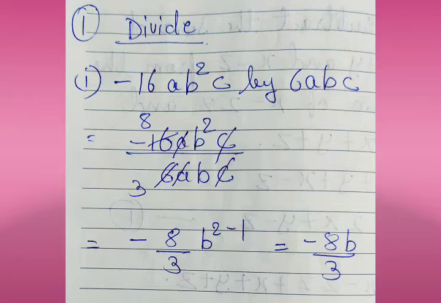B to the power 2. So b to the power 2 minus 1, because in the numerator 2 is the power and in the denominator the power is 1. So we subtract the smaller number from the greater number, and the greater number is given in the numerator. So in the numerator we will write b to the power 2 minus 1. Again c and c is cancelled. So the answer will be minus 8b divided by 3.